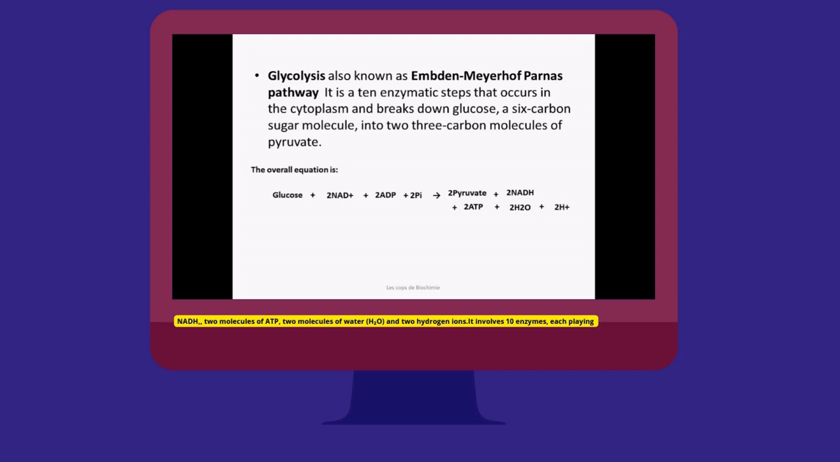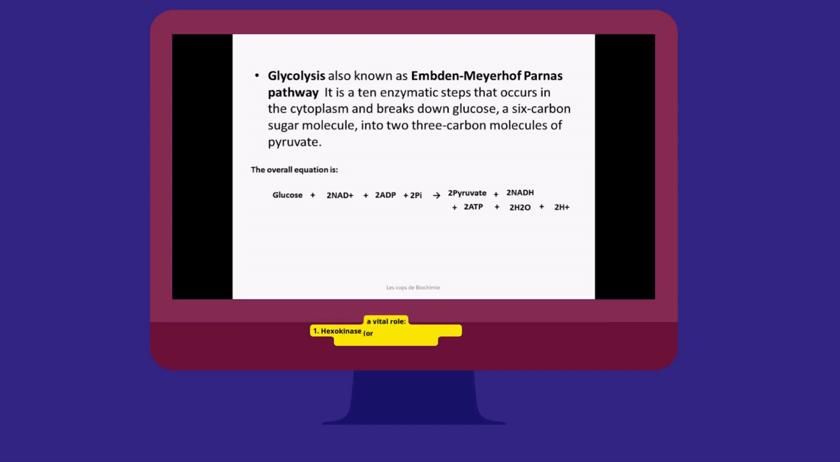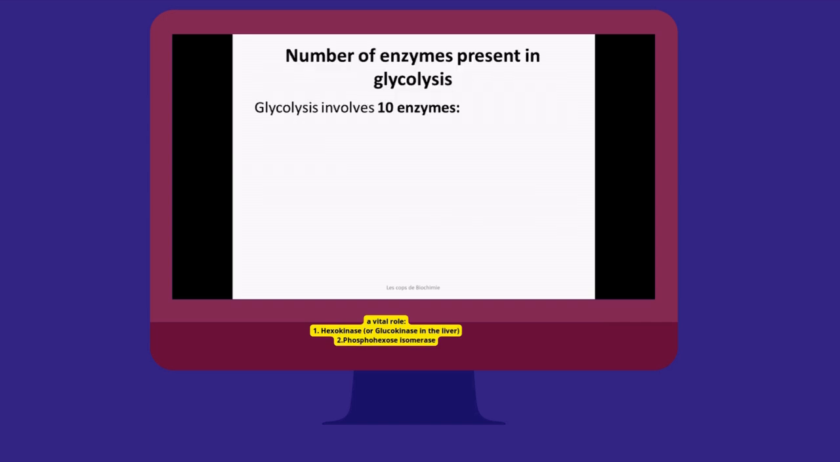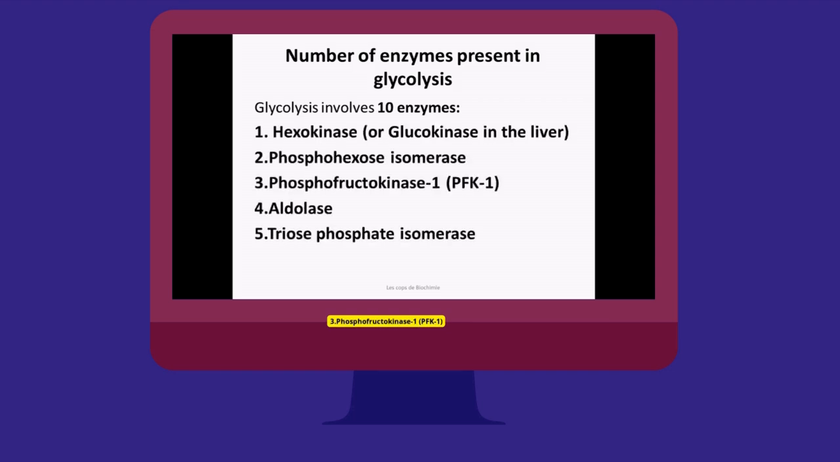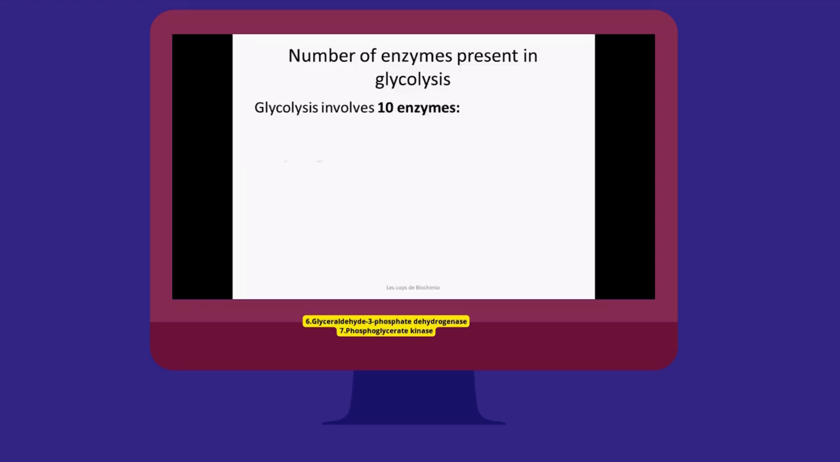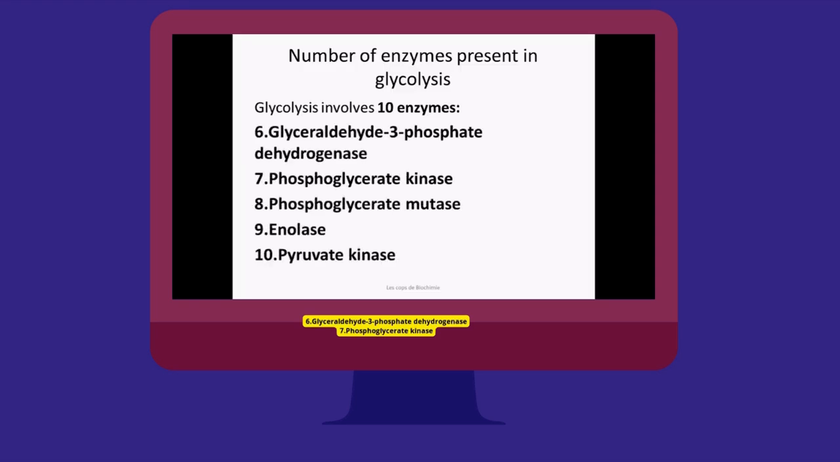It involves 10 enzymes, each playing a vital role. Hexokinase, or glucokinase in the liver. Phosphohexose isomerase. Phosphofructokinase 1, PFK1. Aldolase. Triose phosphate isomerase. Glyceraldehyde 3-phosphate dehydrogenase. Phosphoglycerate kinase. Phosphoglycerate mutase. Enolase. Pyruvate kinase.